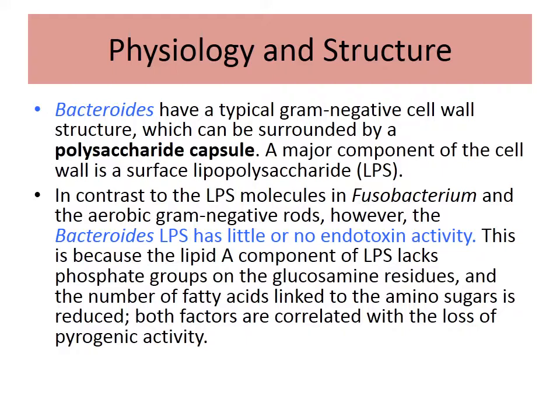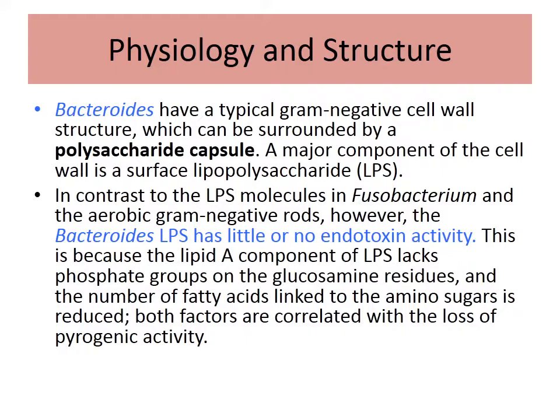If you remember me saying, please know the difference between lipooligosaccharide and lipopolysaccharide, and which part of the lipopolysaccharide acts as an endotoxin. Some bacteria may have a weak endotoxin as compared to others that may have a strong endotoxin. If you compare the LPS molecule in Fusobacterium and other aerobic gram-negatives, Bacteroides is in contrast to that. Bacteroides has little or no endotoxin activity. That's what I wanted to emphasize to you.